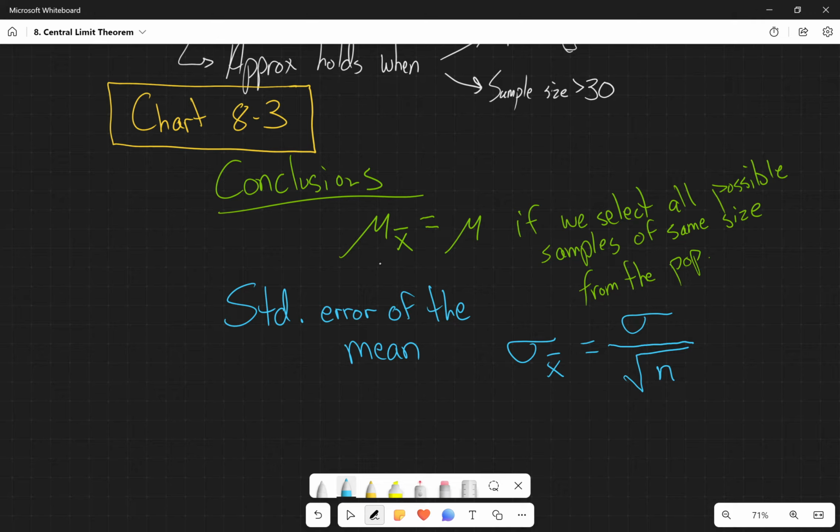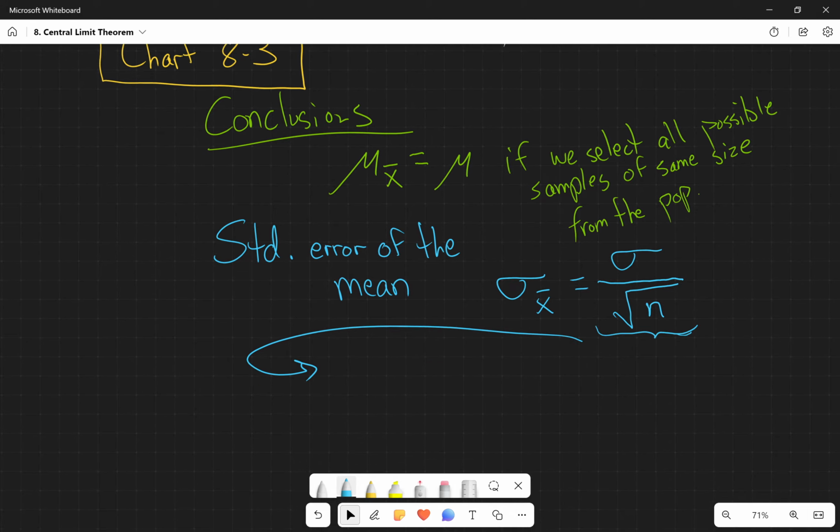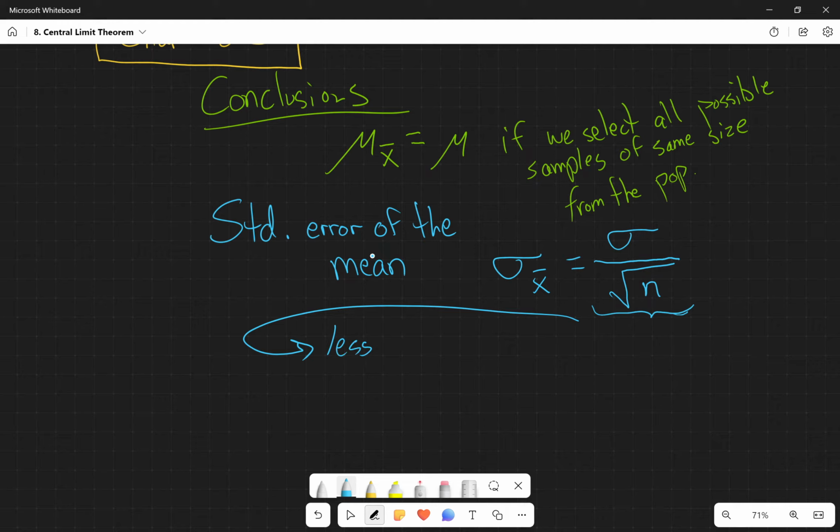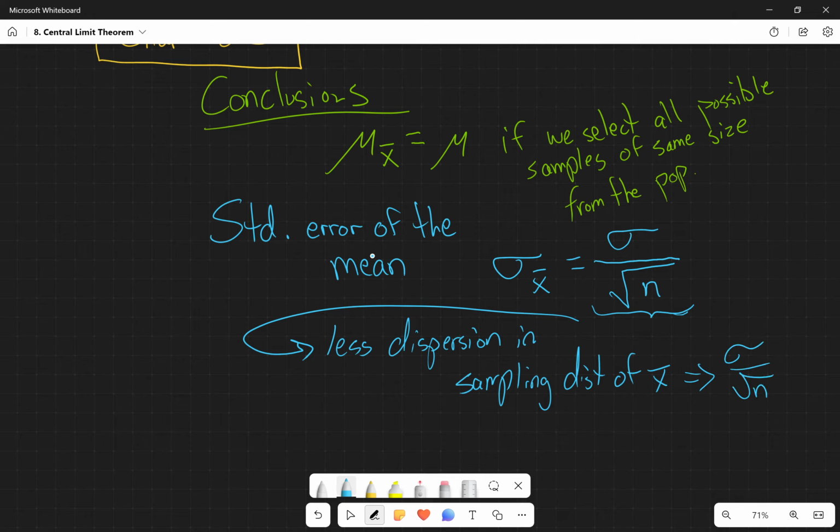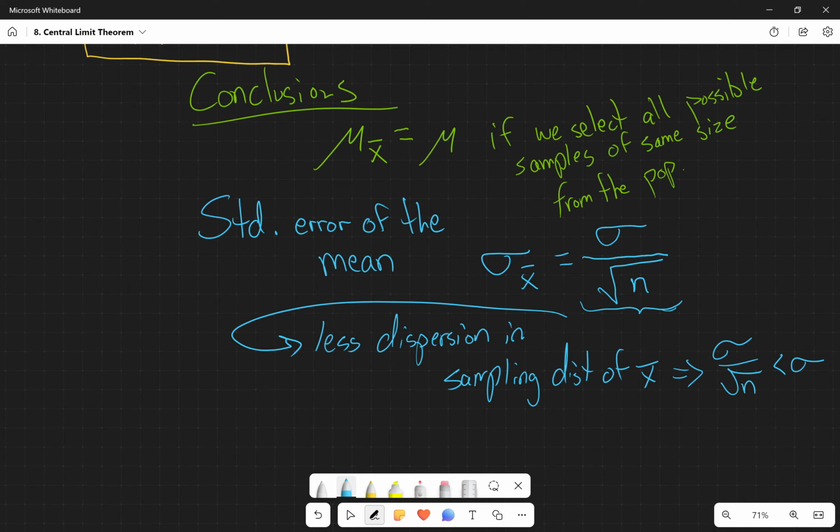So this is to reflect, Gesundheit. So the reason why this guy is here is to reflect the fact that there's less dispersion in sampling distribution of the sample means. And so that's why this number is going to be smaller than just that population standard deviation, to reflect the less dispersion that we saw in that previous example.